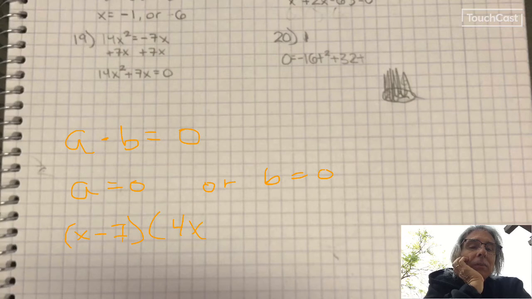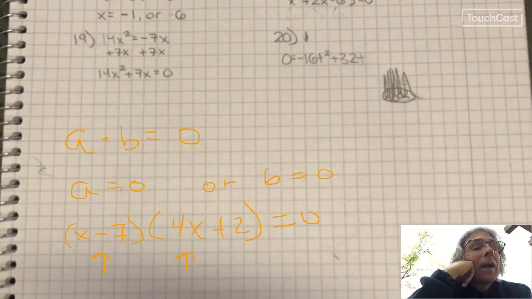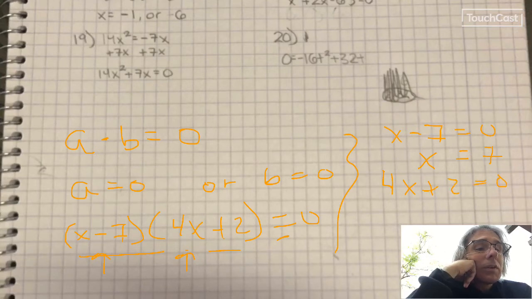If I have x minus 7 times 4x plus 2 equals 0, notice that I have two things multiplied together that equal 0. Well, if that's the case, then one of them has to equal 0. So I'm going to take x minus 7, set it equal to 0, and solve. So x is equal to 7. If x equals 7, then this expression equals 0. But then I also have to solve for the second one. 4x plus 2 equals 0. So I'm going to solve, and I get x is equal to negative 1/2. If x is equal to 7 or negative 1/2, then this expression is going to equal 0.